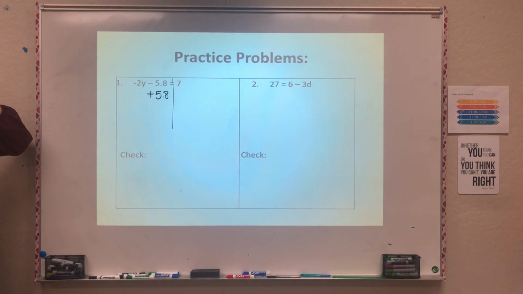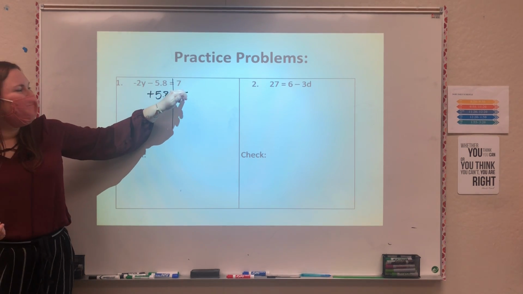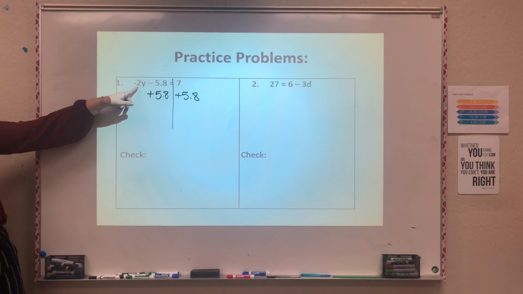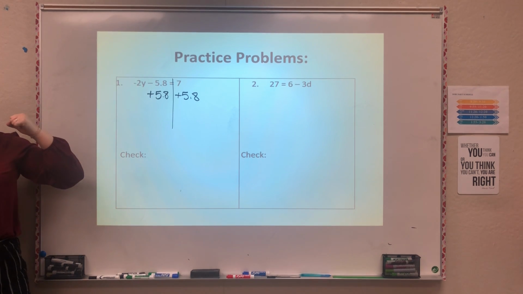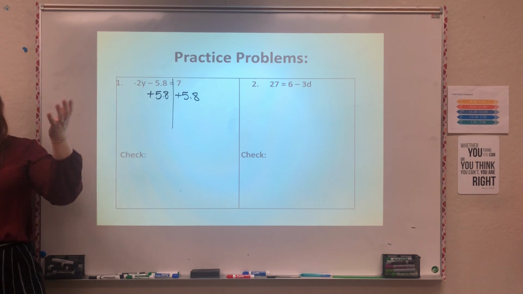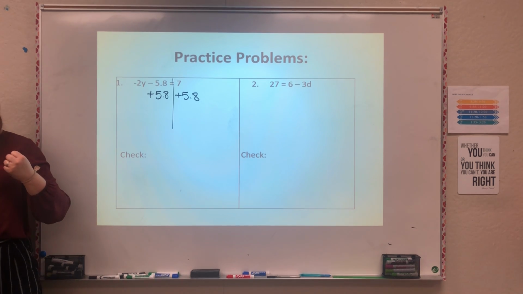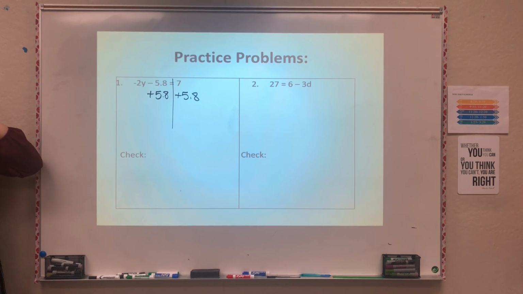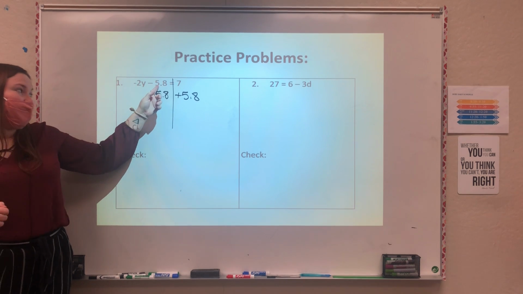Could I have started with the negative 2, or the 7? No. Why are we starting with that 5.8? Because we want to solve for y. What is 5.8? Math vocabulary. It's the constant. So we're starting with that 5.8 because it's the constant.